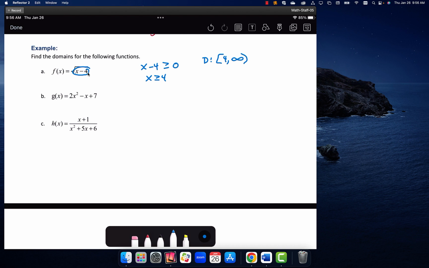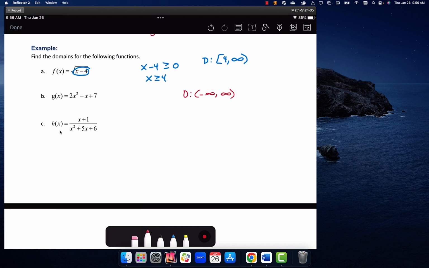In example B, notice it's a polynomial. We don't have any division. We don't have any radicals. This is a polynomial. The domain here, all real numbers. No work. We automatically know that it's a polynomial, so no issues with domain, all real numbers.